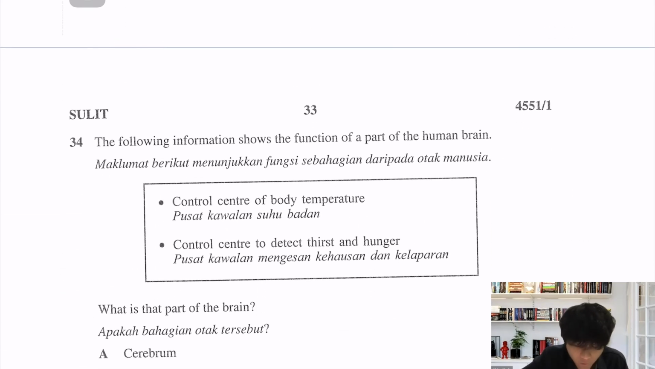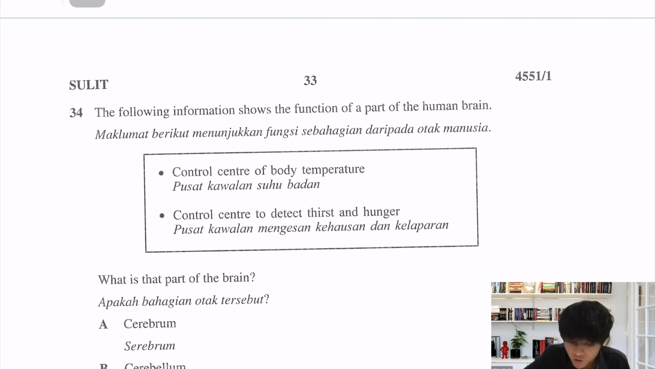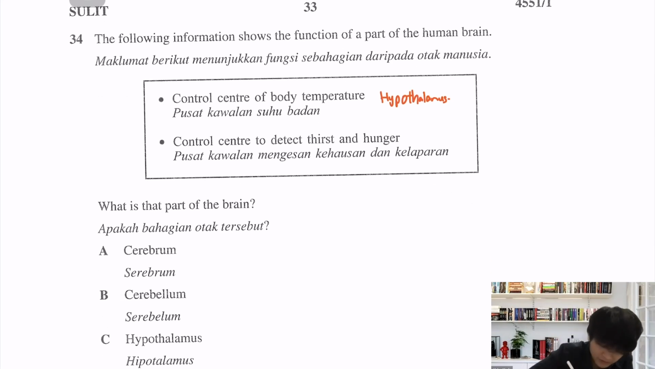Okay, 34. The following information shows the function of part of the human brain: control center of the body temperature. By looking at it, I know the answer straight away, your hypothalamus. That's it. Control center to detect thirst and hunger is also hypothalamus.